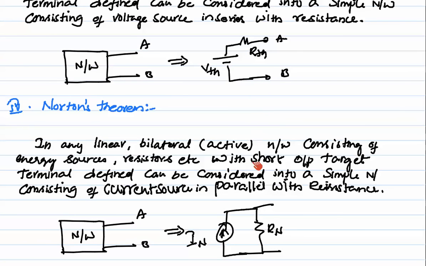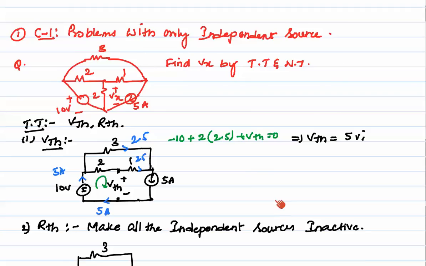Why? Because they are actually dual to each other. In any linear bilateral active network consisting of energy sources, resistors, etc., with a short across the output terminals, it can be considered as a simple network of a current source in parallel with a resistance. So any network can be represented by a current source in parallel with a resistance. Actually, if you observe here, they are source transformable. That means a voltage source in series with a resistance can be represented as a current source in parallel with a resistance. Okay. Next, we will discuss some problems here.